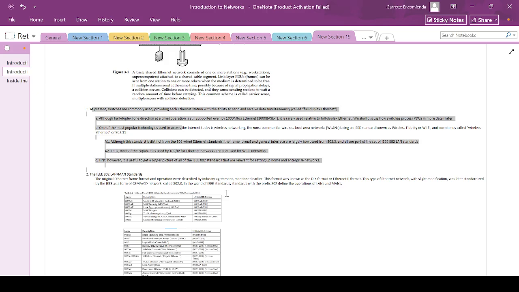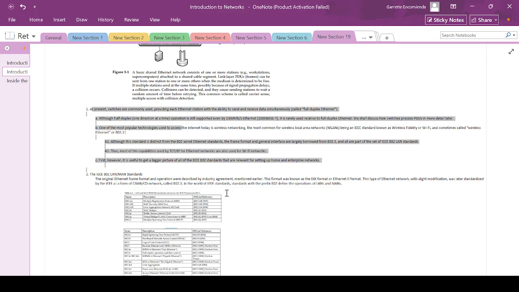Although this standard is distinct from the 802 wired Ethernet standards. So these guidelines are distinct because it's wireless. The frame format and general interface are largely borrowed from 802.3. So again, the guidelines are largely borrowed from that simple LAN and Ethernet, and all part of this set of IEEE 802 LAN standards. Thus, most of the capabilities used by TCP/IP for Ethernet networks are also used for Wi-Fi networks.